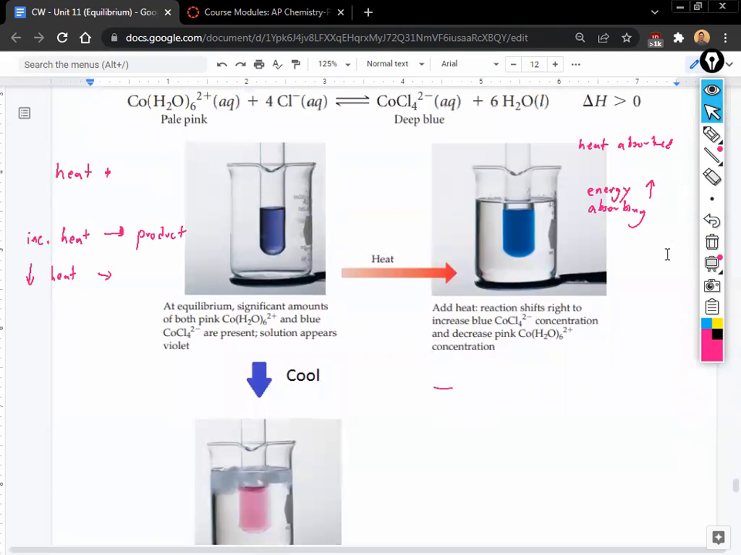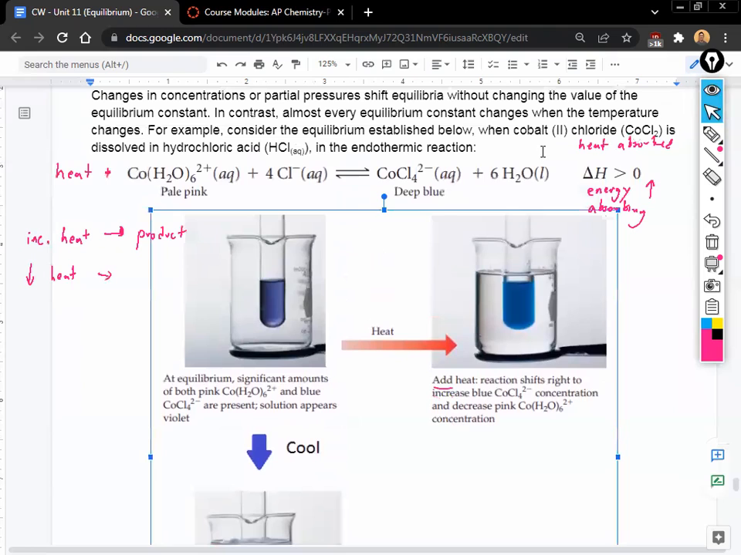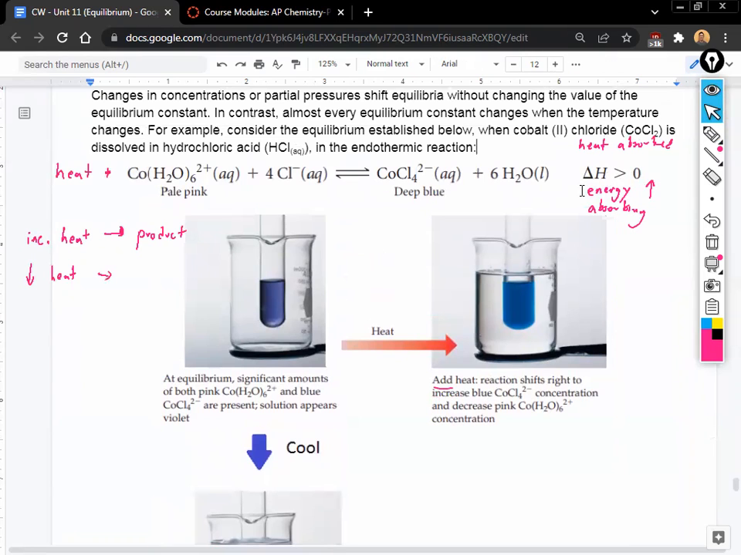Okay, but just make sure that you are careful with enthalpy and things like that. It'll kind of trip you up if you don't know if it's a reactant or a product. Okay.